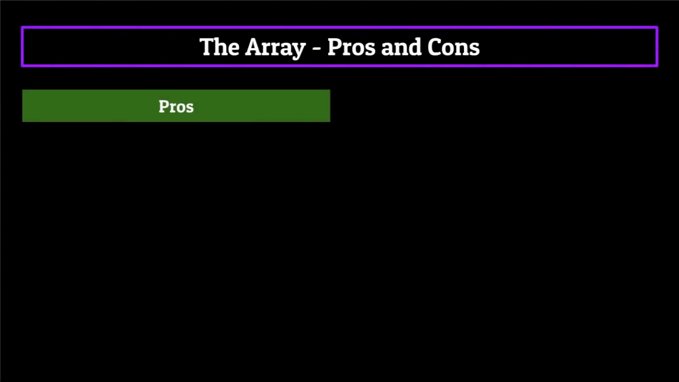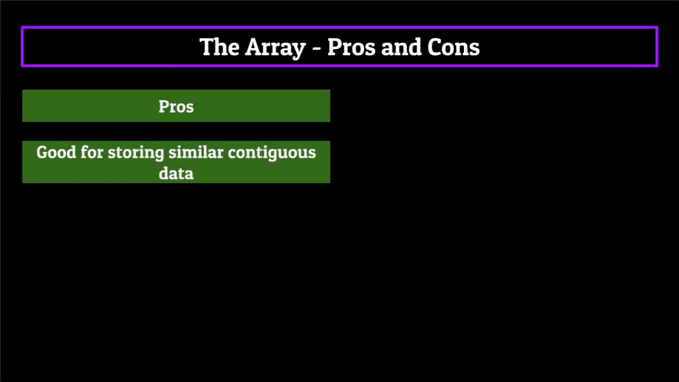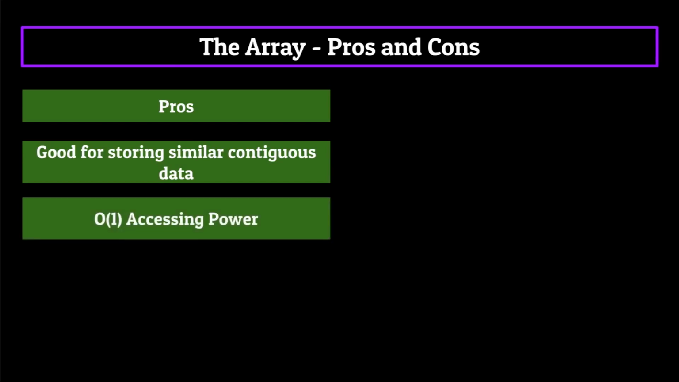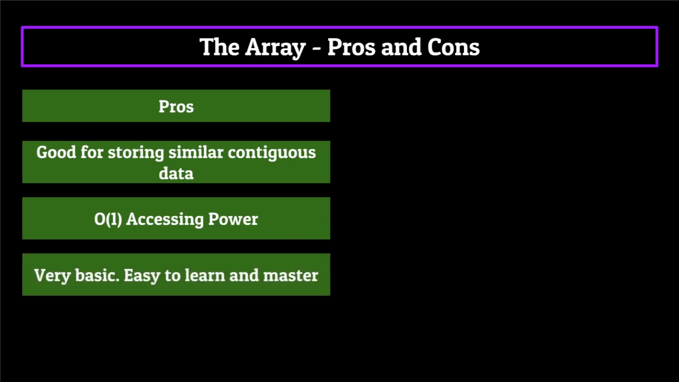Arrays are a really good data structure for storing similar, contiguous data. Its ability to access any item in constant time makes it extremely useful for programs in which you would like to be able to have instant access to the information contained within your data structure. It's also a lot more basic than some of the other data structures that we'll end up talking about, making it both easy to learn and reducing the complexity of your code.